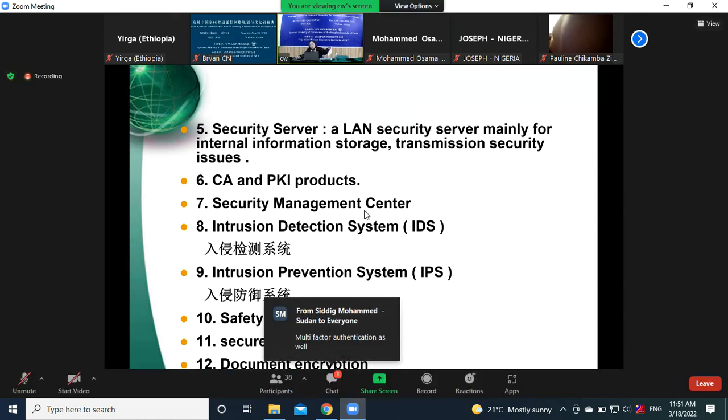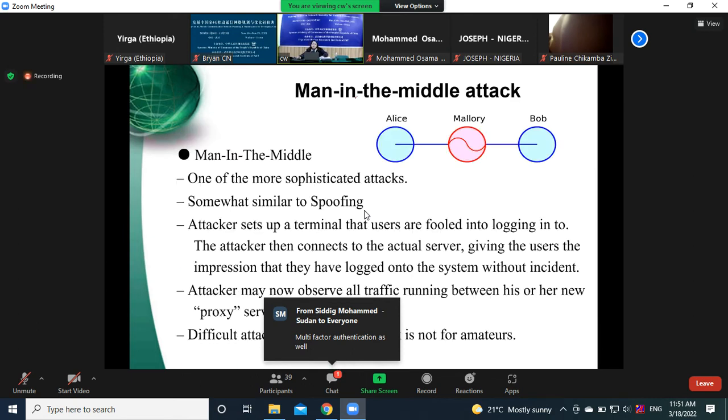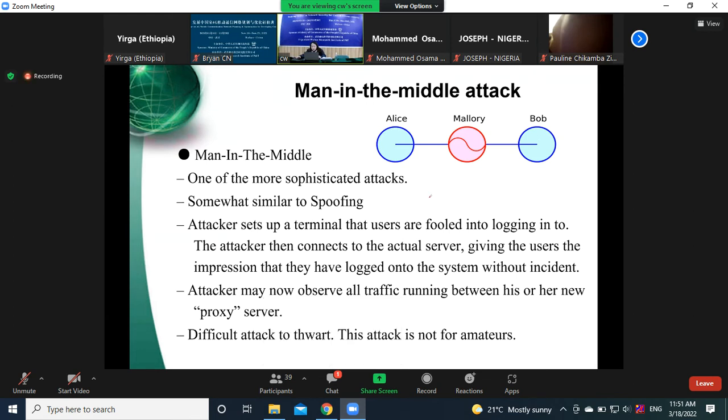Okay, and next I want to show some technologies of this field. For example, the man in the middle attacker. Sometimes we often say that this is the common attacker in this field. So in this way, I hope you can know this man in the middle attacker.